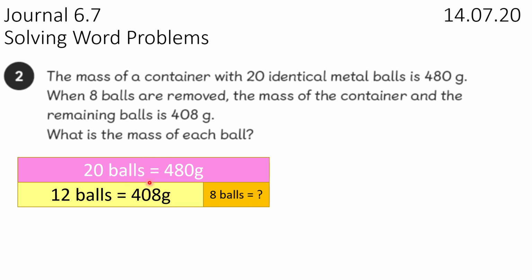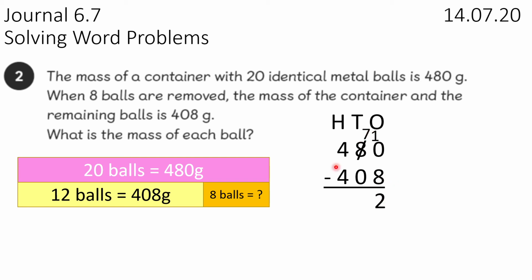If we know we started with 480, we've taken some away, big clue there, and now we have 408. You guessed it, we're going to be taking away. So 480, take away 408. 0 take away 8 we can't do, so we need to regroup from the tens column, giving us 7 tens, and now we have 10 ones. 10 take away 8 will leave us with 2. 7 take away 0, easy, 7. And 4 take away 4 is going to leave us with 0.